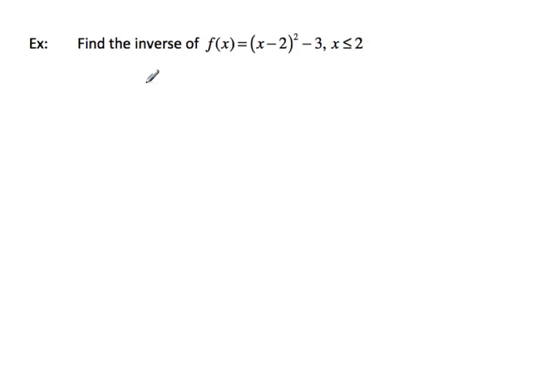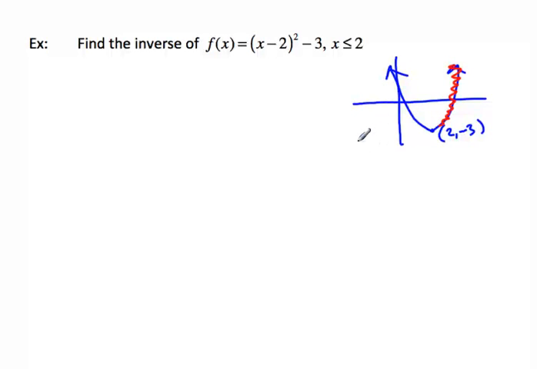Another, a bit more complicated example then, we're asked to find the inverse of f of x is equal to x minus 2 all squared minus 3, given this initial restriction on the domain. If we quickly think about what this function is going to look like, it's going to be a parabola with vertex (2, negative 3), opening upwards. And so then we can see that if we've restricted the domain on the original to x is less than or equal to 2, then we're throwing out the right-hand side of the parabola, keeping the left-hand side.